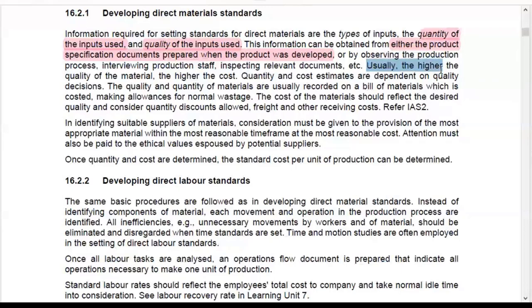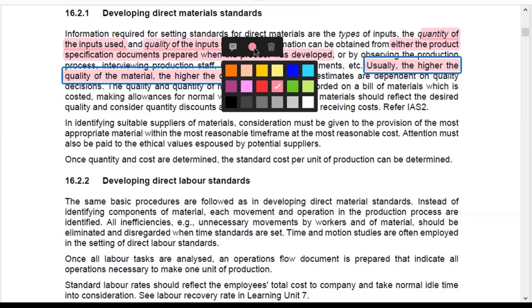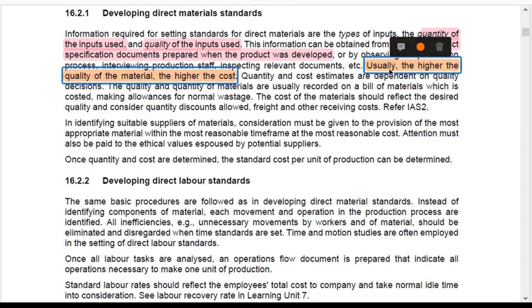So as I've mentioned, usually when the quality is high, your cost is high. This is one of the pointers that you need to write down and note, because it will help you with your quality factors. Instances where your quantity is either high or the price is high. You can always say that the assumption is that the higher the quality, the higher the cost. This is very important that you note. Let me use orange sharp. But this is the qualitative factor, okay?